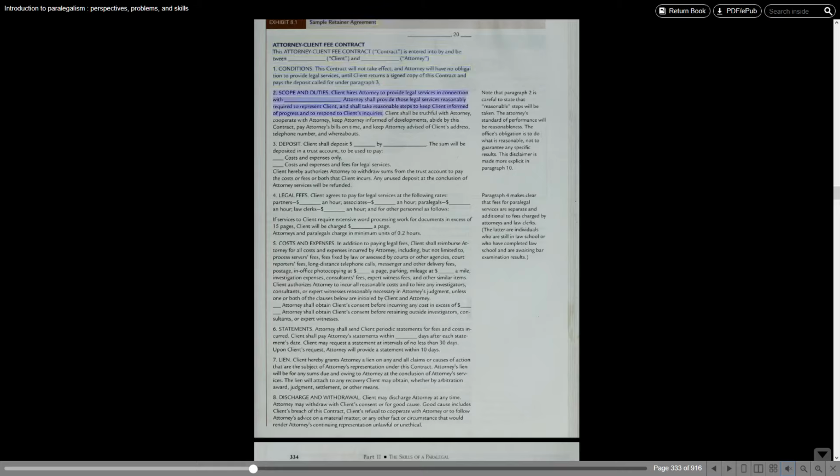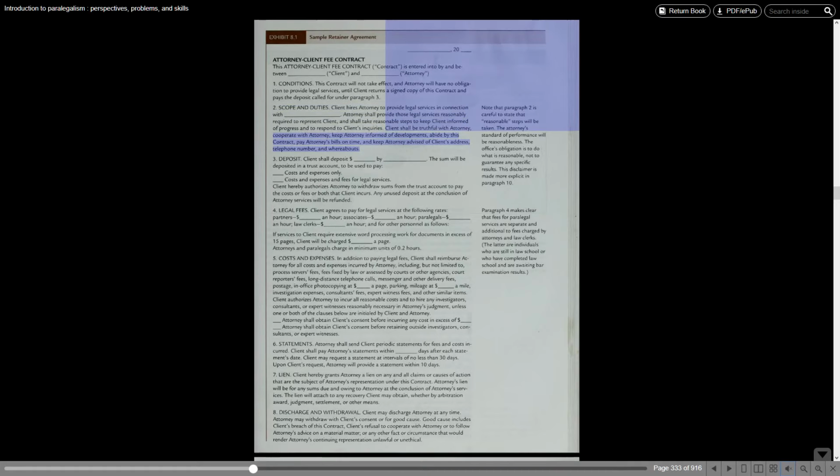2. Scope and duties. Client hires attorney to provide legal services. In connection with this matter, attorney shall provide those legal services reasonably required to represent client, and shall take reasonable steps to keep client informed of progress and to respond to client's inquiries. Client shall be truthful with attorney, cooperate with attorney, keep attorney informed of developments, abide by this contract, pay attorney's bills on time, and keep attorney advised of client's address, telephone number, and whereabouts.